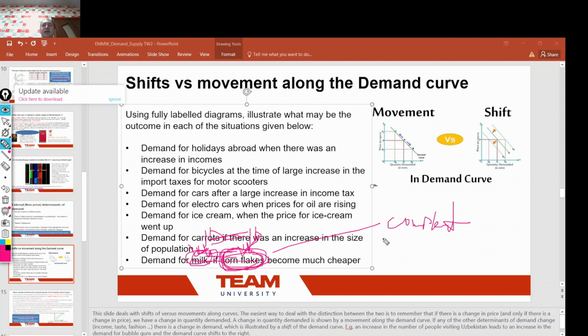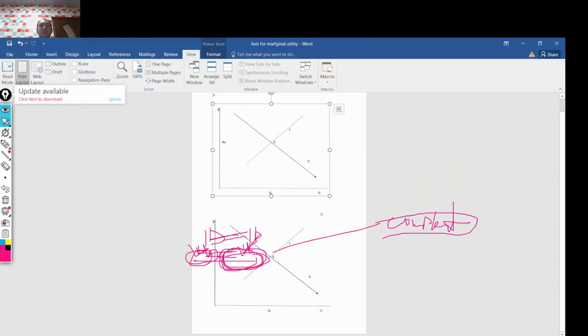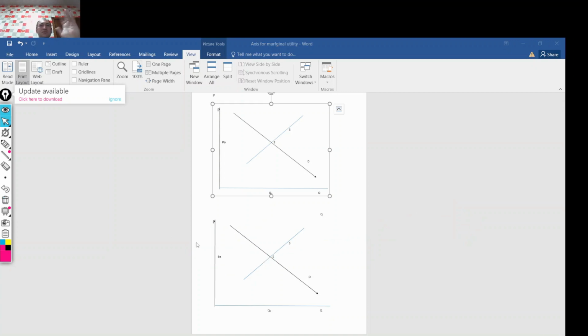Again, two markets, but now our goods are the complements. And we are told that the cornflakes become cheaper. We don't know why it becomes cheaper, but let's imagine some situations, some conceivable situations.